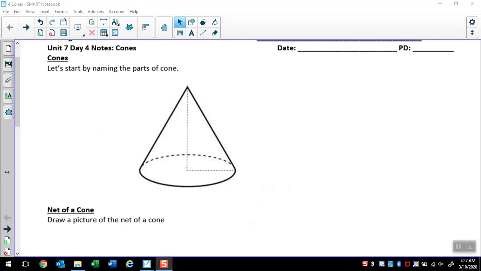Hi everyone, today we'll be working on finding volume and surface area of cones. Before we do that, let's start by naming the parts of the cone. So just like the pyramid, we have a vertical height from the very bottom to the very top, or I should say from the center of the base all the way up to the top. So that is our height, which will be represented by the letter H in the formula.